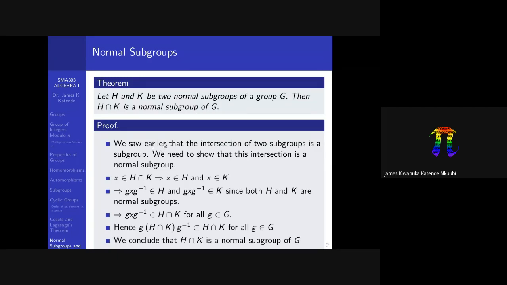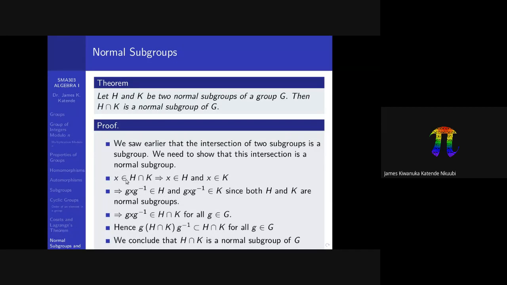So we'll go through the proof. Earlier on, we'd already seen that the intersection of two subgroups is a subgroup. So the only thing here is, since we know that the two subgroups are normal, we just need to show that the intersection will also be normal using the information that the two subgroups are normal.